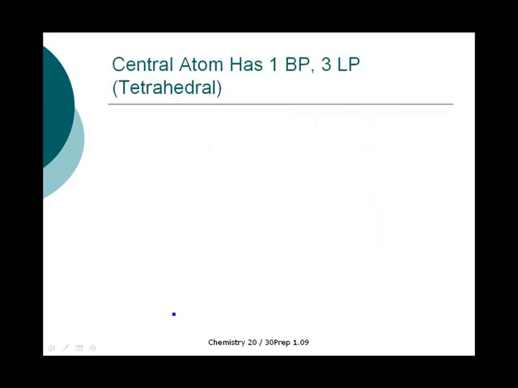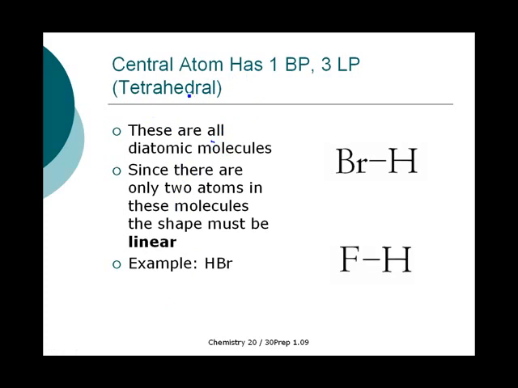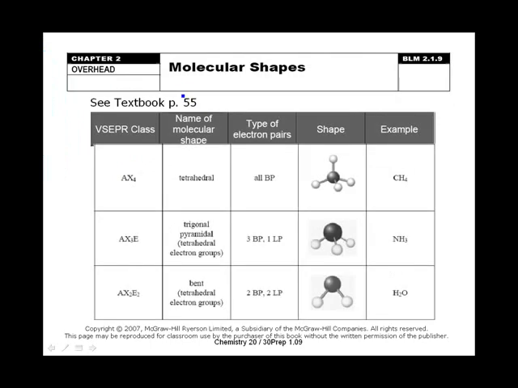If we increase the number of lone pairs once again, these are all diatomic molecules, because if we only have one bonding pair, then we can only attach one atom to our center. So they're all linear, they all exist in the same plane. An example would be HBr or FH. Both of these molecules would be linear, and that's with 3 lone pairs.